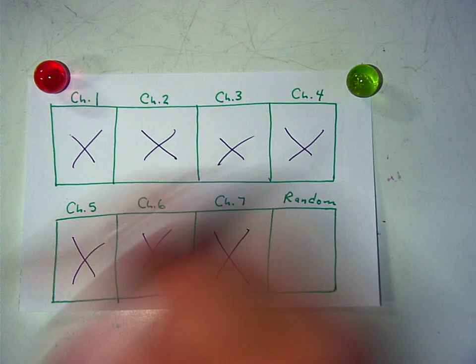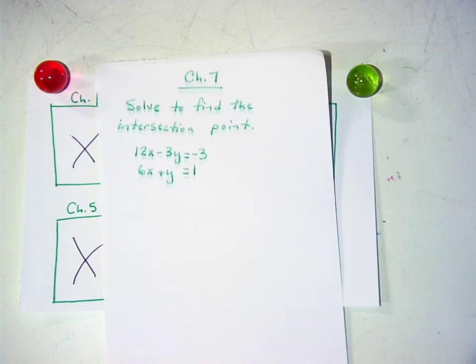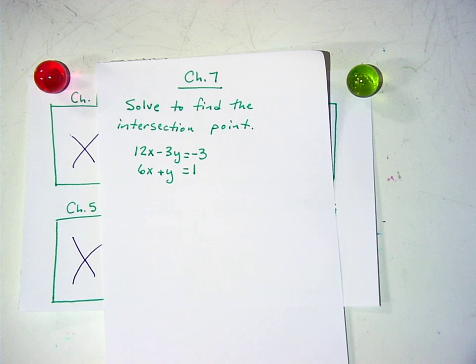All right, number 7, a little harder here. Solve to find the intersection point: 12x minus 3y equals -3, and 6x plus y equals 1. So, you could do this in 3 ways.